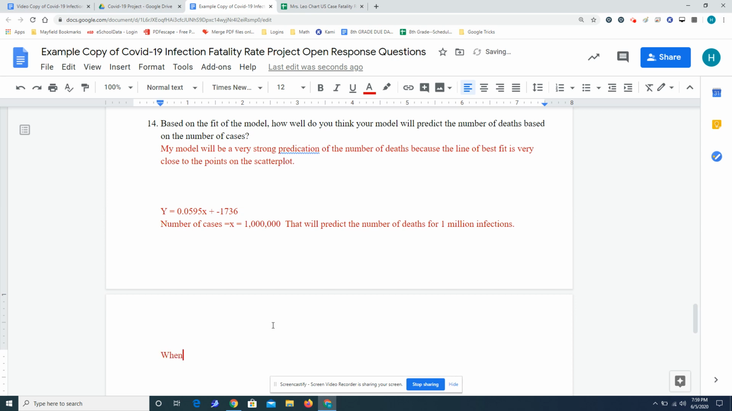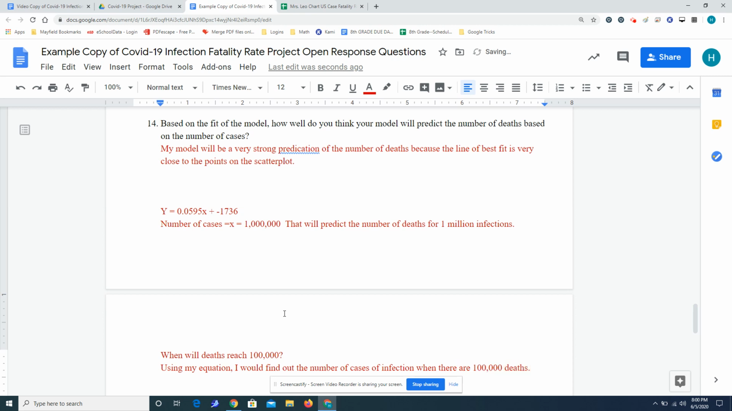The other thing too is, let's say I want to know when deaths will reach 100,000. Then I would take that 100,000, plug that in for Y, and solve for X. So I would find out, using my equation, the number of cases of infection when there are 100,000 deaths.